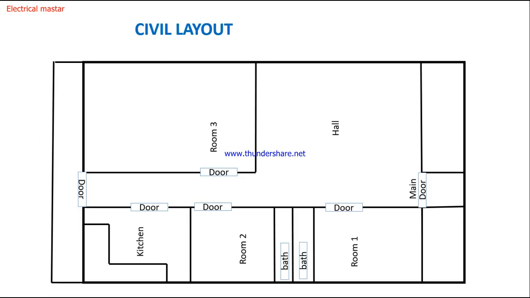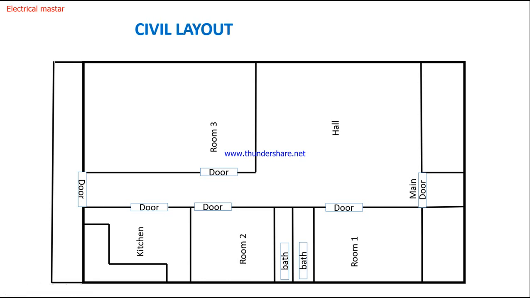First we need the civil layout. So see here, this is a general civil layout of a home. This is the main entrance and this is the exit, and these are rooms 1, 2, and 3, this is the kitchen, and this is the hall, and here the main door, and this is a room door, and the kitchen door, and this is a kitchen unit. Like this they give the civil layout plan. From the civil layout you have to prepare the electrical layouts.